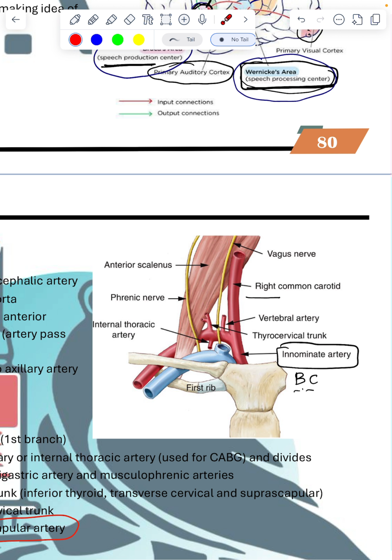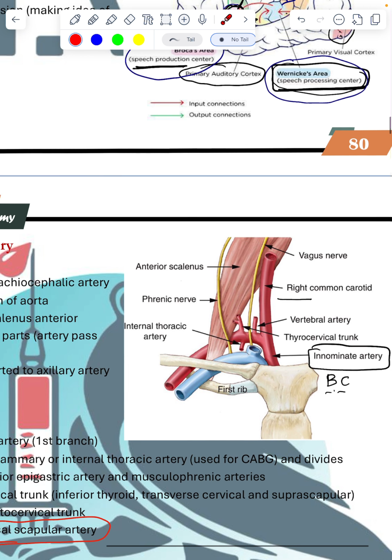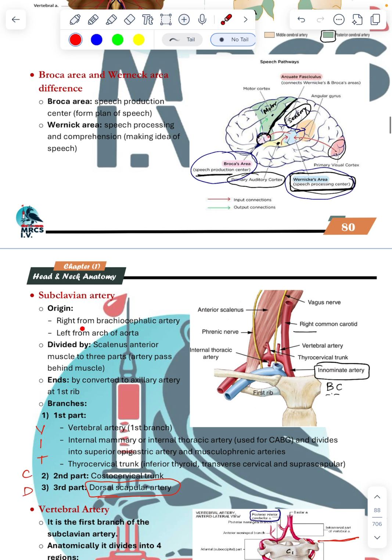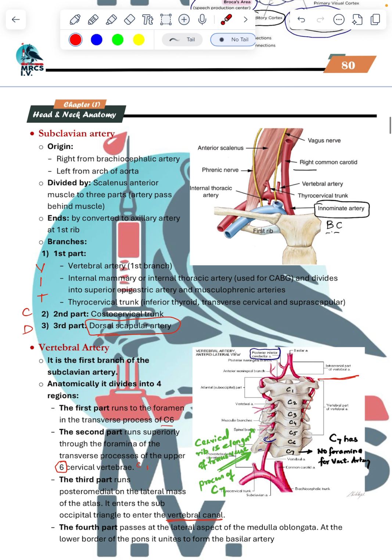The artery is posterior to the scalenus anticus, and the vein is anterior to the scalenus anticus, immediately behind the clavicle, the sternoclavicular joint. This is behind the sternum. So you can see here the subclavian artery: the right from the brachiocephalic, and the left directly from the arch of the aorta. It is divided by the scalenus anticus into three parts. The artery ends by converting into the axillary artery.